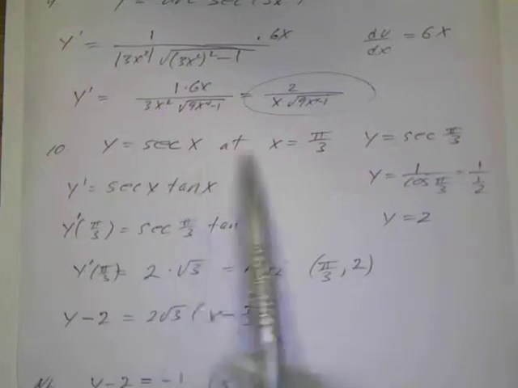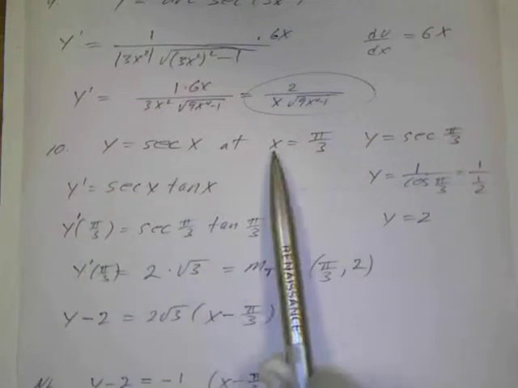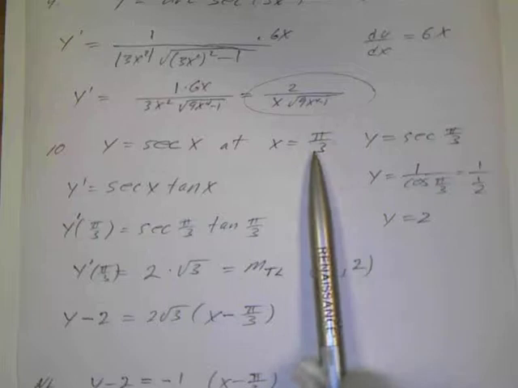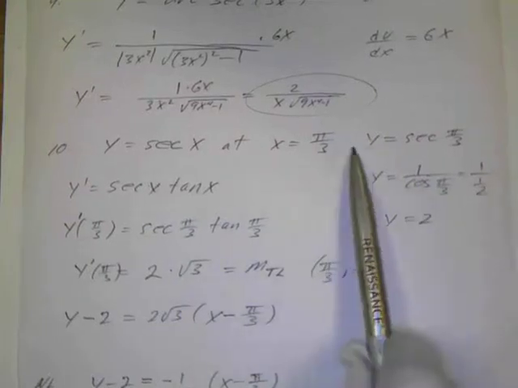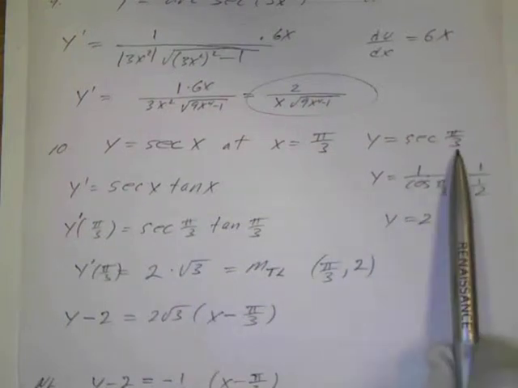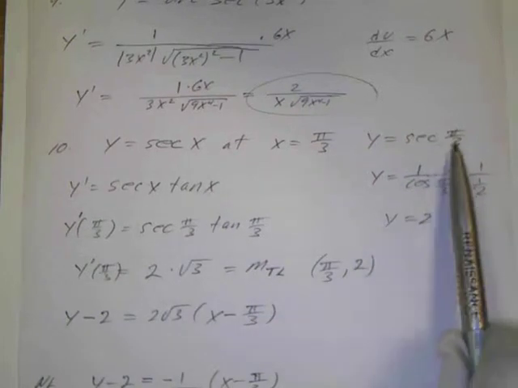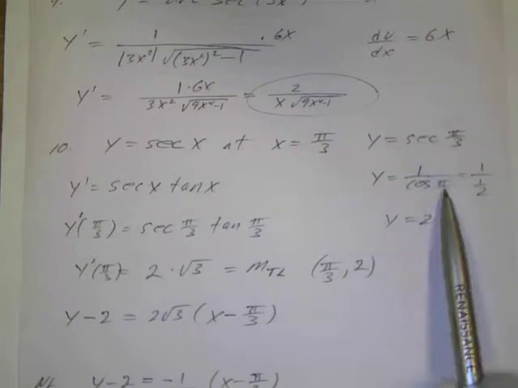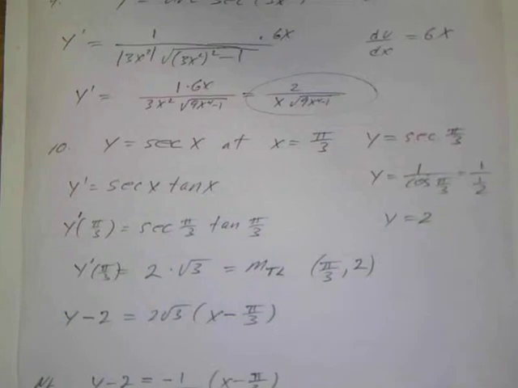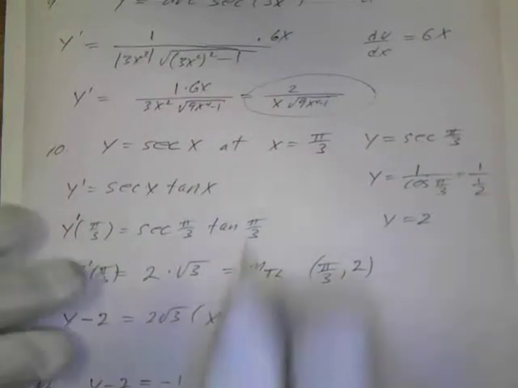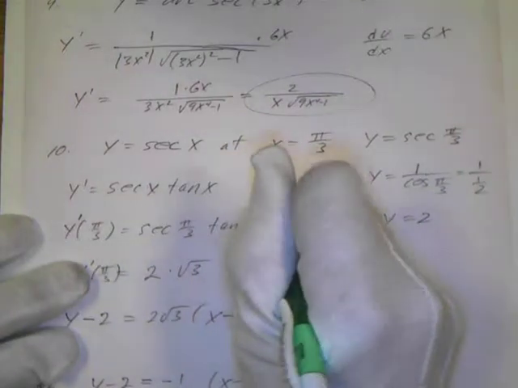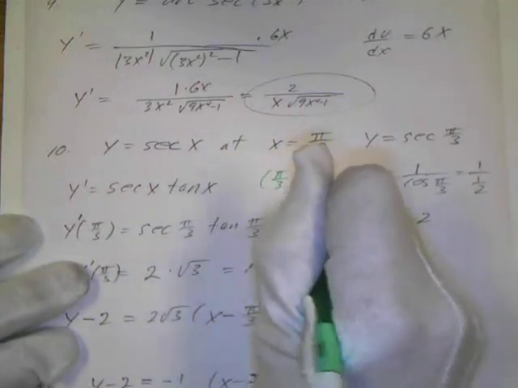Okay, so this is the equation. And we want to find out at x equals pi over 3, what's the y going to be? Because we need the point of tangency, both x and y coordinates. So y will equal the secant of pi over 3. Well, the secant is 1 over the cosine. The cosine of pi over 3 is 1/2. 1 over 1/2 is 2. So y equals 2. So the coordinates would be pi over 3 and 2.